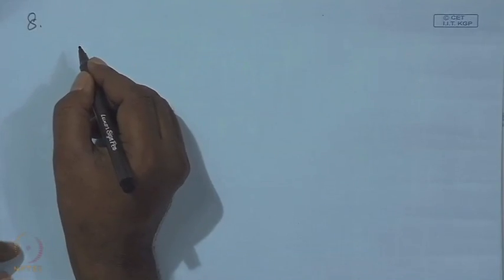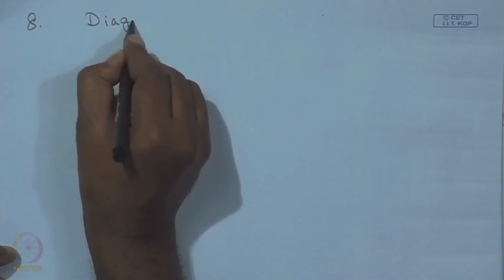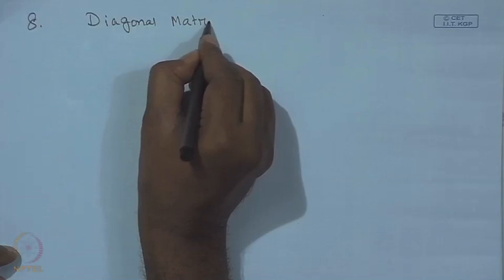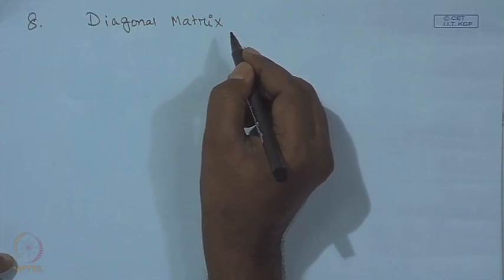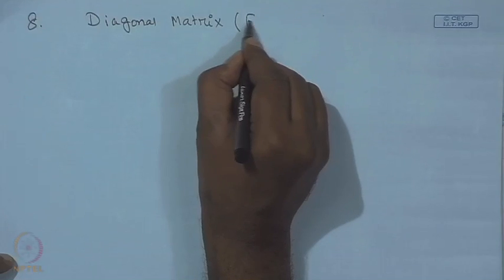Okay. We go to the next property, that is property number 8. We define a diagonal matrix, and remember, a diagonal matrix is defined only for a square matrix.